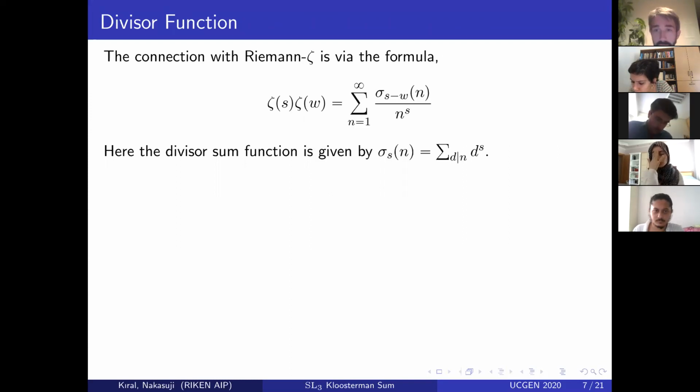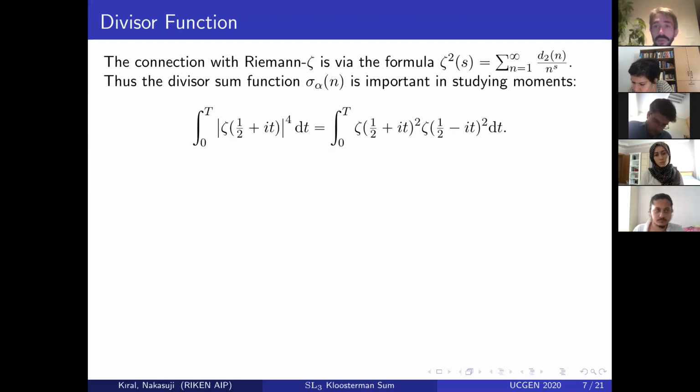So if you take s equals w, what you are measuring is sigma 0 of n. If s is 0, then you're just counting the number of divisors. So that we can call D2, the number of ways of writing it as a product of two integers. So zeta squared would be a Dirichlet series where we can write D2 of n over n to the s.